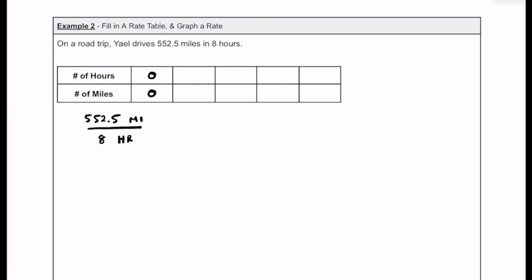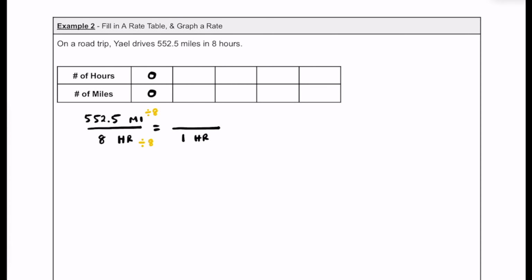We can go ahead and start with the unit rate. That's always typically a good place to start. So let's go ahead and find the unit rate here. So what if we want that to be just per 1 hour, right? For a unit rate, well, to get 1, what would we have to do to the top and the bottom? We would have to either multiply top and bottom by 1/8 or divide top and bottom by 8.